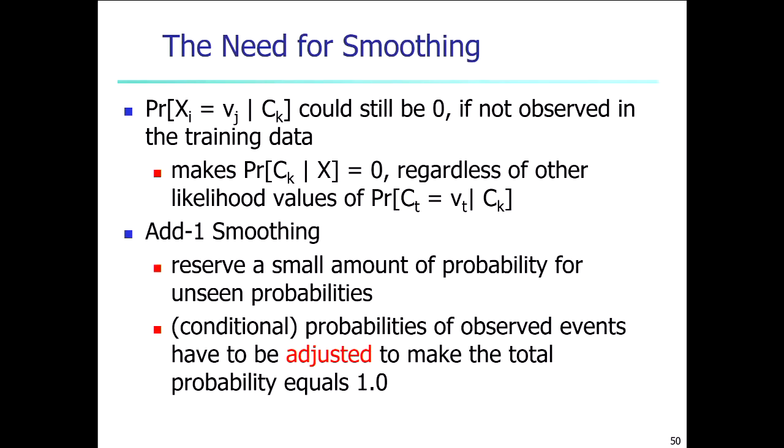So the solution is also easy and simple. We simply assign a small probability to such a case, because all we want is that no probability be 0, because anything times 0 gives you 0. Okay? So this add-one smoothing is trying to assign a small probability to this kind of unseen event. But you still need to do one more thing: you need to make sure that the total probability still equals 1.